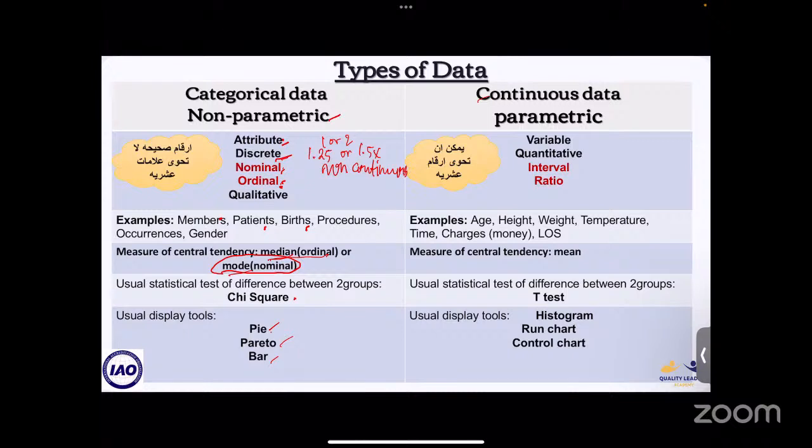For example, the percentage of male versus female patients. Pareto charts highlight the most significant categories, for example, the leading causes of medical errors. And bar charts compare the frequency of different categories, for example, the number of procedures by type.